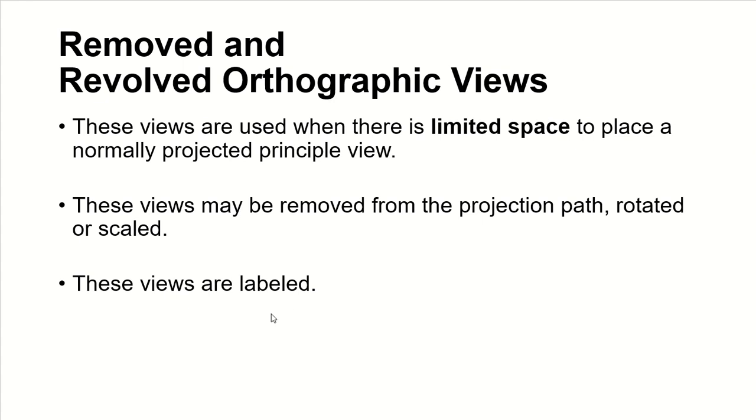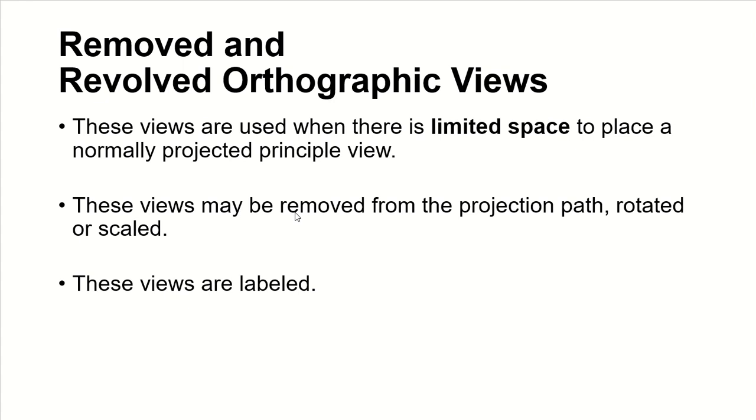Of course, we always label, because if you don't label, you're gonna get confusion with your projected principal view. There's nothing to be confused about. You have your regular view. If you have limited space, you can't do your projected regular views. At that time, we're gonna do the special views.